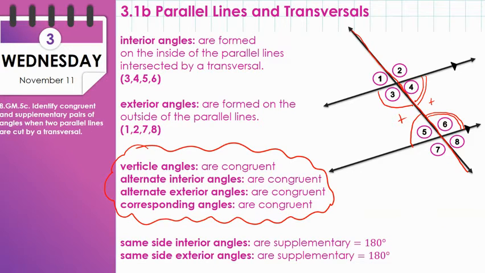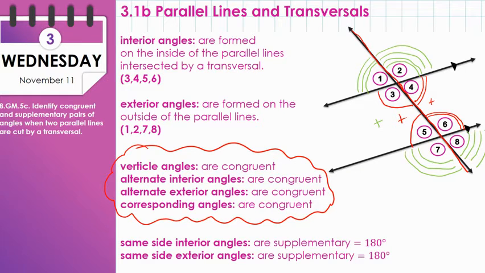Same side exterior angles are also supplementary, meaning the total of the value of the angles equal 180 degrees. So angle 1 plus angle 7. Angle 2 plus angle 8. Same side exterior angles.